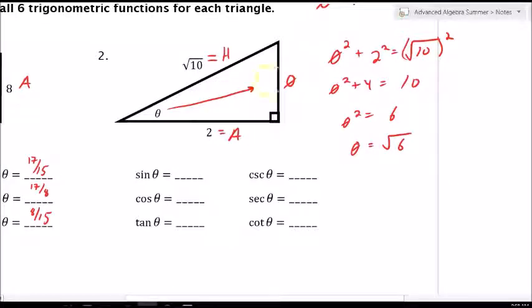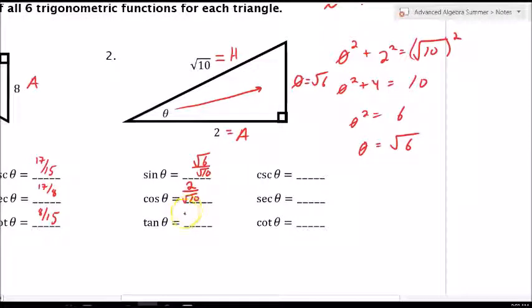So, sine is opposite, which we said is square root of 6, over hypotenuse, so square root of 6 over square root of 10. Let's go ahead and write them out first, and we'll simplify if we need to. So A is this, there's my hypotenuse, and O over A, flipping them.